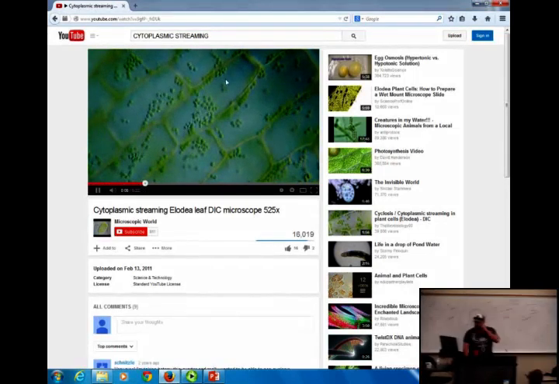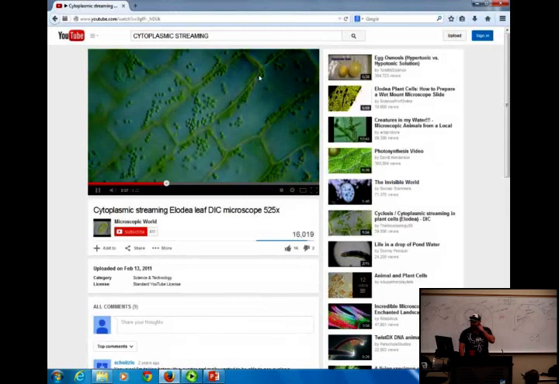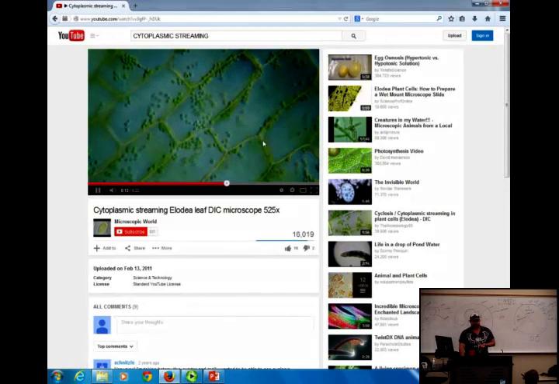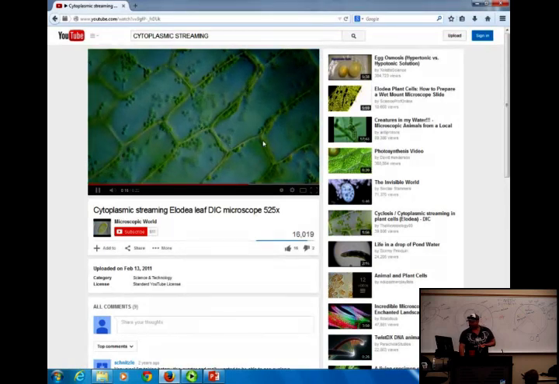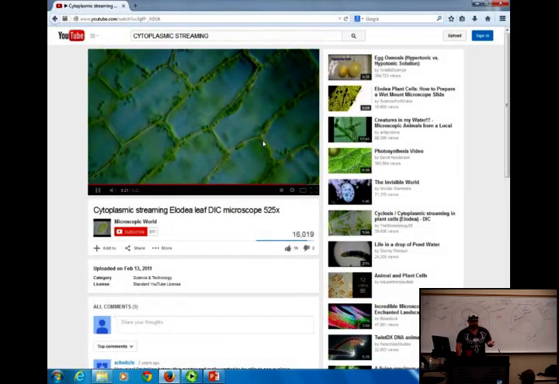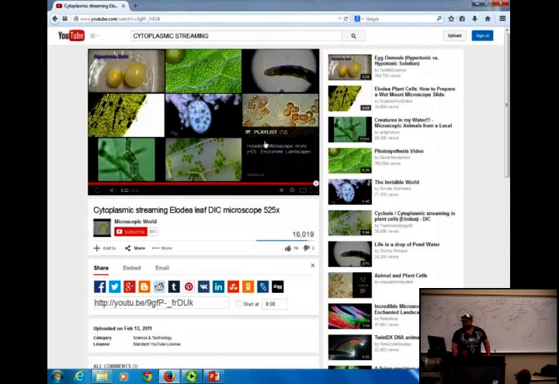So these are chloroplasts, and they move around based on the actin molecules causing this streaming effect. You see that? So that's cytoplasmic streaming. Any questions?